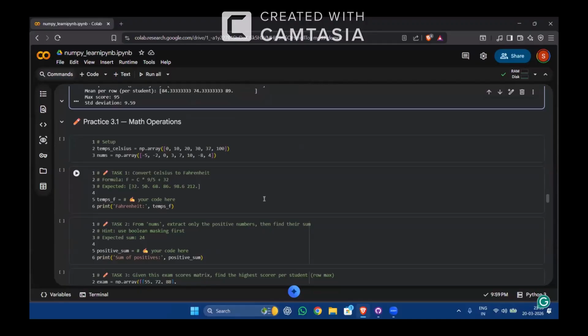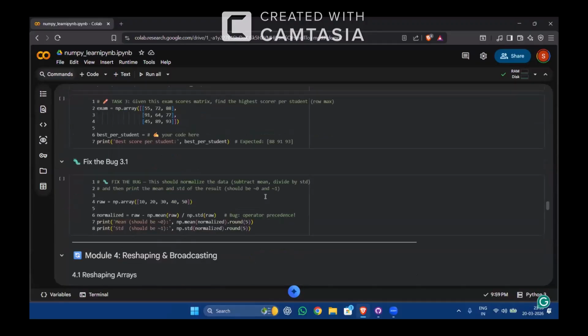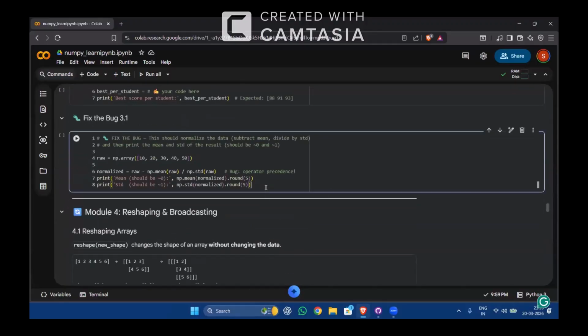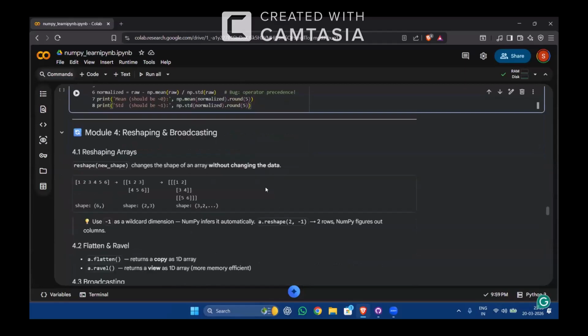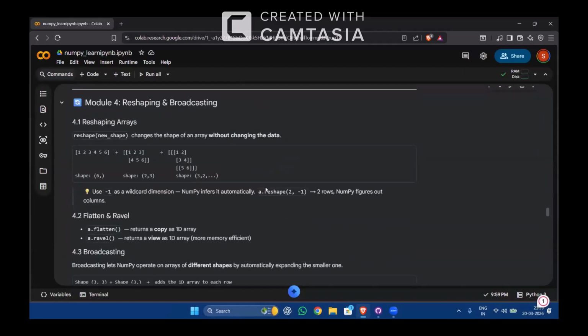Skip that and move to the last part, that is reshaping and broadcasting. Reshaping is nothing but, see, suppose you have a 3 by 3 matrix or a 3 by 4 matrix. For a 3 by 4 matrix, how many elements will be there?